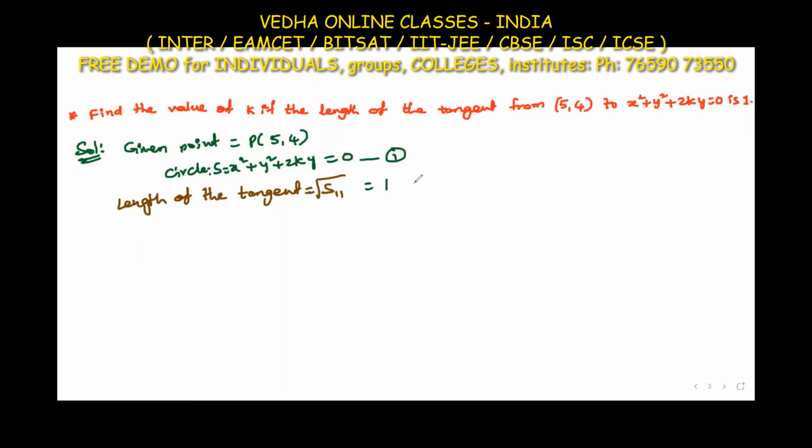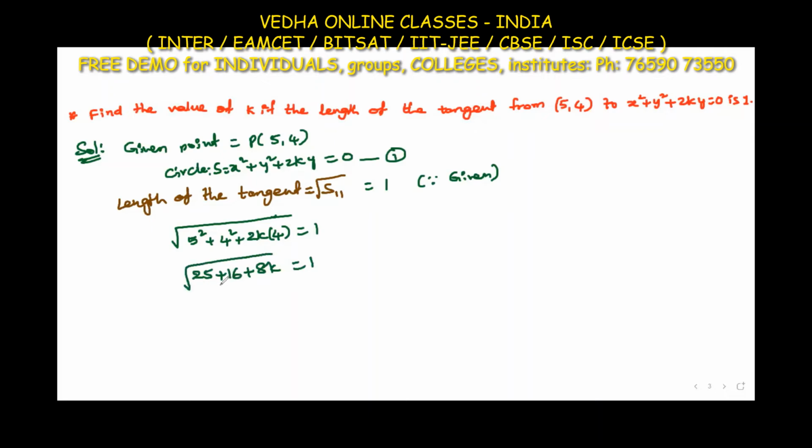This answer is also given as equal to 1, since the length of the tangent is given as 1. So substitute 5 and 4 in place of x and y: x square is 5 square, y square is 4 square, plus 2k into y, which is 4, equal to 1. What is 5 square? 25. What is 4 square? 16. And 2 4s are 8k, equal to 1.